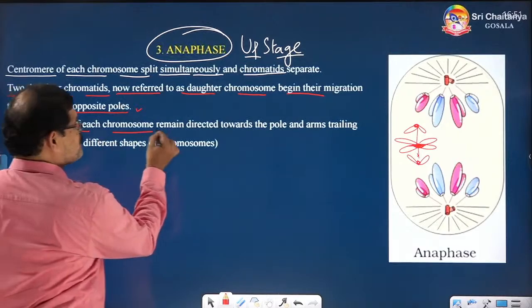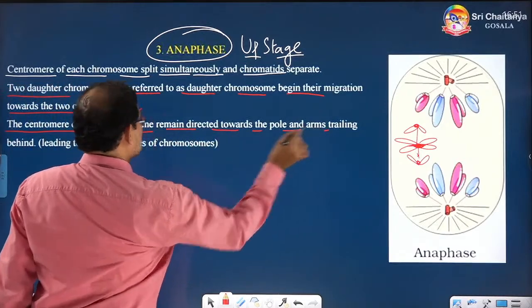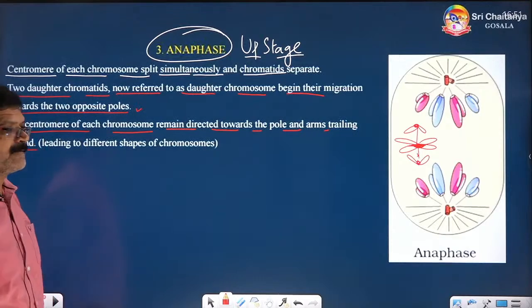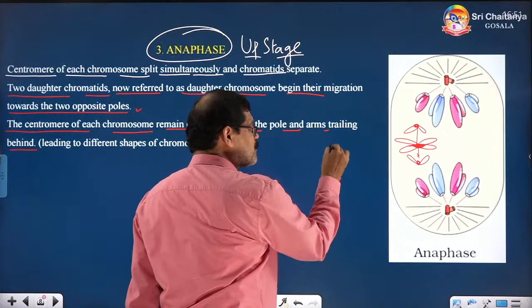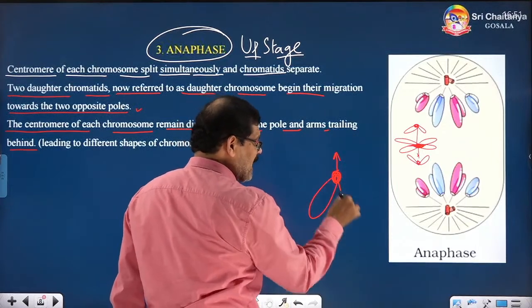They have moved to the opposite poles. The centromere of each chromosome remains directed towards the poles, with the arms trailing behind. Now what happens? The centromere is going like this. It's going like this. What happens to this arm?